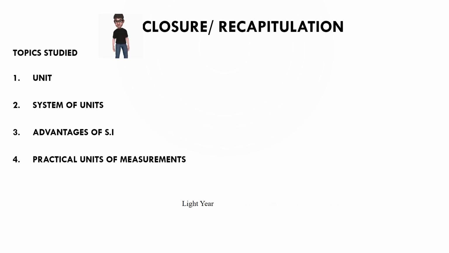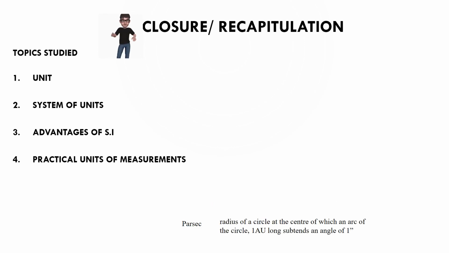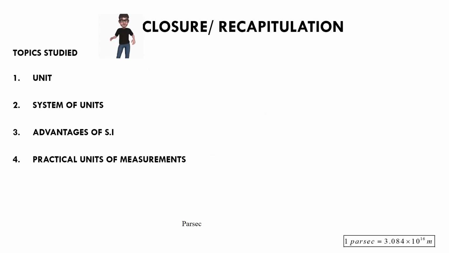Then we studied light year, the distance traveled by light in 1 year, 9.46 into 10 to the power of 15 meters. Then we studied parsec: the radius of a circle at the center of which an arc of the circle, 1 astronomical unit, subtends an angle of 1 arc second. The value is 3.084 into 10 to the power of 16 meters.